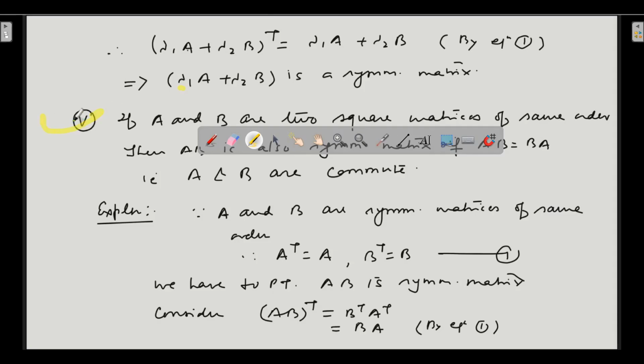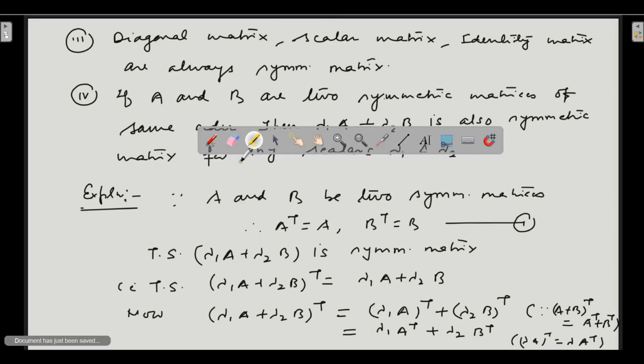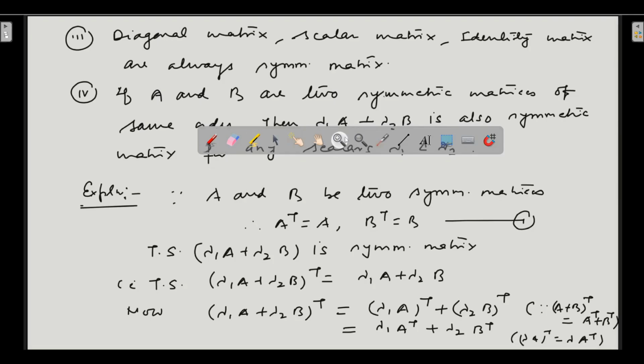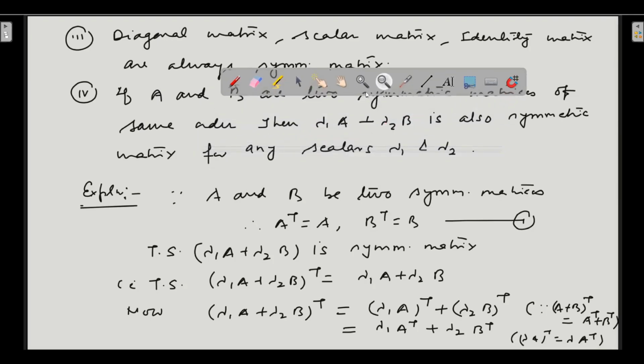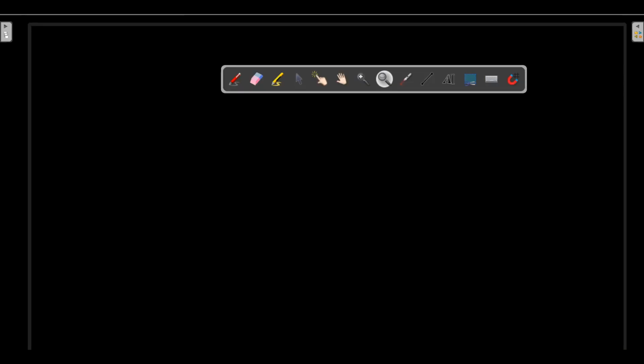Okay, from here onwards we will move in the next class. Hopefully it is clear to you. Okay, so λ₁A plus λ₂B is a symmetric matrix. So we have successfully proved that if A and B are two symmetric matrices, then λ₁A plus λ₂B will also be a symmetric matrix where λ₁ and λ₂ are any two scalars.